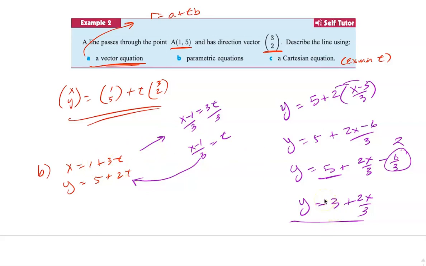So hopefully that's super simple. Vector equation: just the initial point and then the direction. For parametric, you just separate them. And for Cartesian, you solve for t and plug into the other equation.